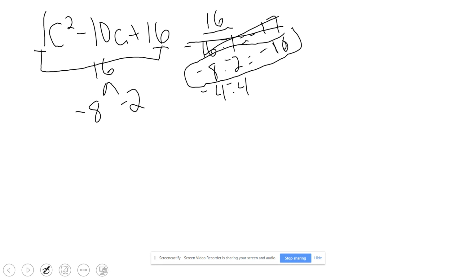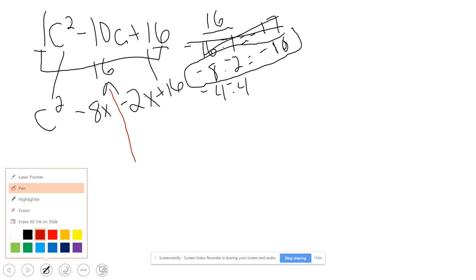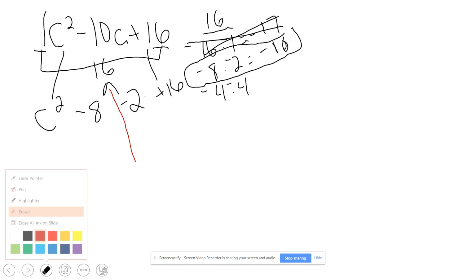Now we're going to continue with our factoring by grouping, so we drop down the c squared minus 8c minus 2c plus 16. Split that exactly in half down the middle, and we start on the left. Oops, I'm going to apologize. I changed the c's to x's. Let me go ahead and fix that.